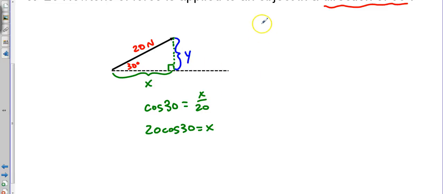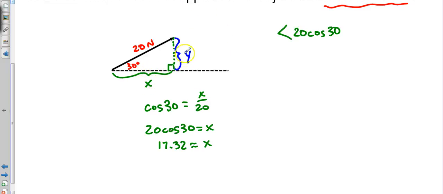So I can write my component form. When I come up here to write my component form, I can either write it as 20 times the cosine of 30, which in particular situations in physics makes sense to do, or I can go ahead and simplify this and find an explicit number or answer for the number of newtons being applied in the x direction. Okay, so we plug that number into our calculator, and that spits out 17.32 is about the number of newtons in the x direction, or the force that's applied in the x direction.